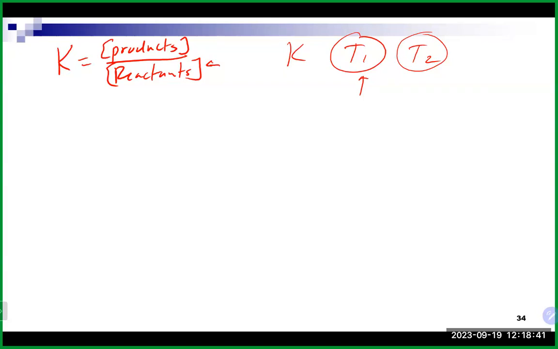Remember that a large value of K is considered basically anything above 1. As we talked about, there are extremes to that: really, really large values of K and really, really small values of K, and values in between.